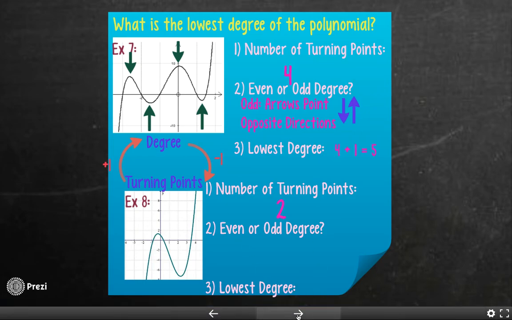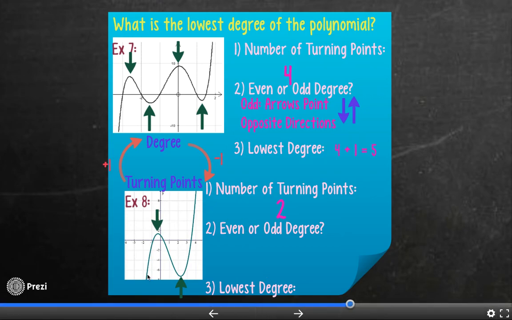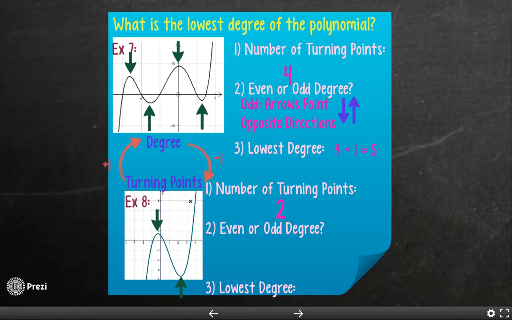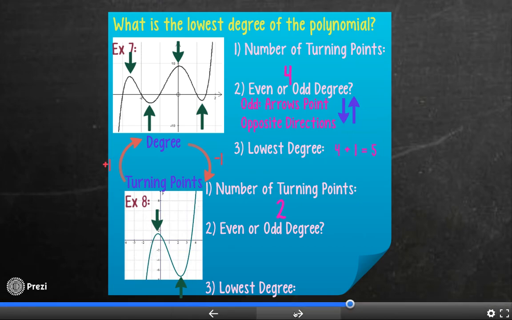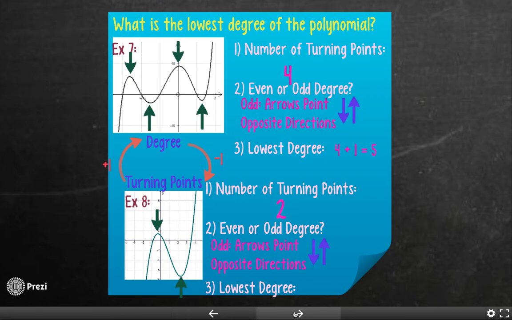All right, number of turning points. There are 2 because I see 1 and 2. Bam, there's 2 turning points. Even or odd degree? Again, we look at the arrows on the ends of the graph to see if it's even or odd. Well, this one's pointing up and this one's pointing down, so since my arrows are pointing in opposite directions, it is an odd degree function. Cool beans, right?